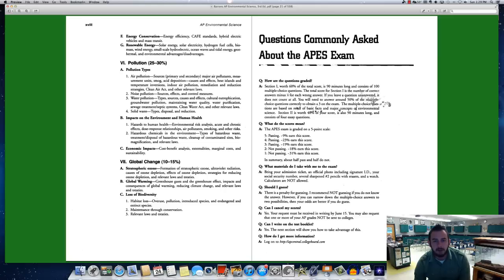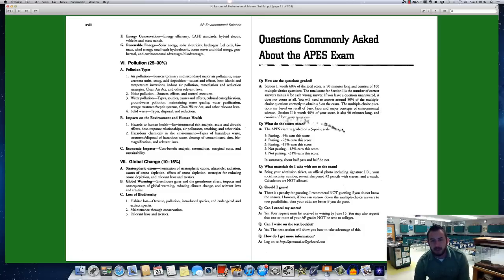The multiple choice questions are based on recall, basic facts, and major concepts of environmental science. Section 2 is worth 40% of your score. It's also 90 minutes long. It consists of 4 essay questions or FRQs, free response questions, and you're trying to hit all the points we just discussed in the last section.